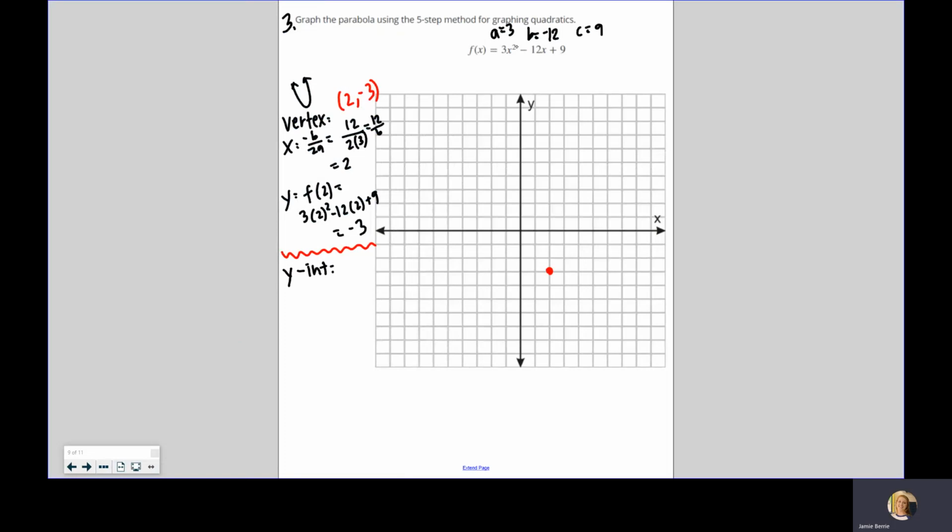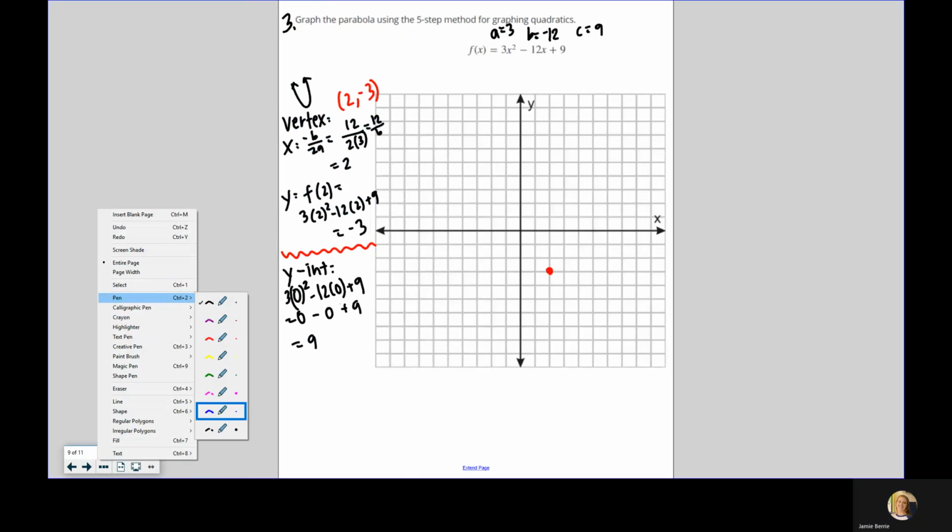So to find the y-intercept, you just replace x with 0. So that's 3 times 0 squared minus 12 times 0 plus 9. 3 times 0 squared is 0, minus 12 times 0 is 0, plus 9. That's just equal to 9. All right, so that means it crosses the y-axis at positive 9. So go ahead and plot that point next.